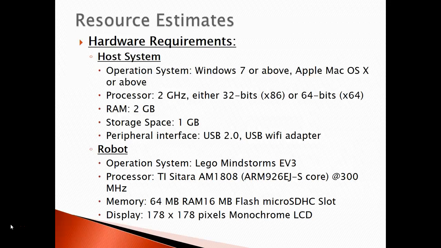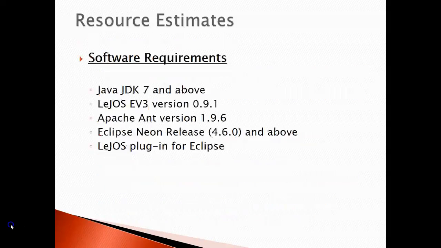We will now move on to the resource estimates. The hardware requirements for the host system are a computer with a Windows 7 or above, or a Mac OS 10 or above, a 32-bit or 64-bit processor with at least 2 GHz speed, a 2 GB RAM, 1 GB storage space, and a USB Wi-Fi adapter. We are using a Lego Mindstorm EV3 robot kit for this project.